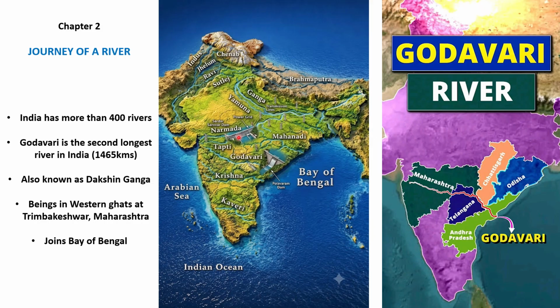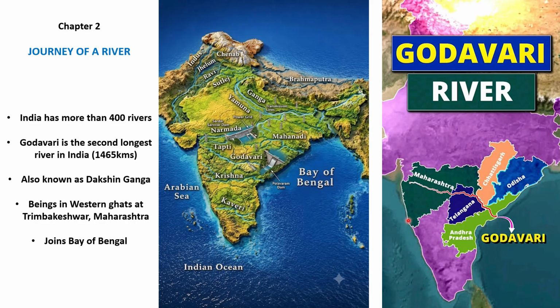And towards the south is another sacred river called Godavari. It is also called Dakshin Ganga. It is the second longest river in India, and it begins in the Western Ghats. Sorry, I've written it wrong. It begins in the Western Ghats at Trimbakeshwar in Maharashtra, and it joins the Bay of Bengal.